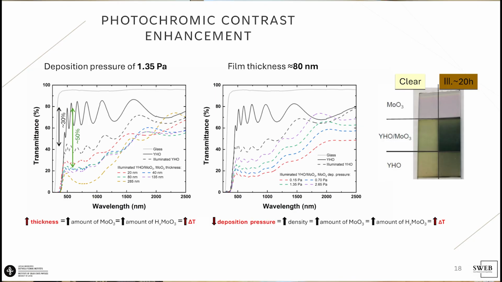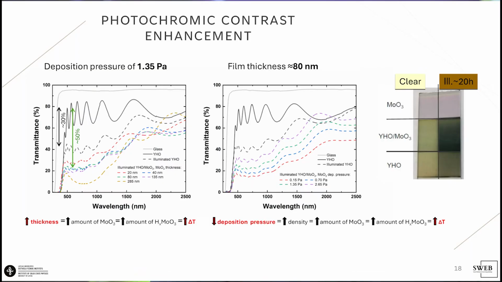Then, if we decrease the deposition pressure of molybdenum trioxide, now we should look at the second graph, then the higher contrast is achieved for denser films. This is the red curve. And again, the explanation is the same. Since the thickness for all of the molybdenum trioxide films was the same, but a denser film means more material, so more molybdenum trioxide, more molybdenum bronze can form.